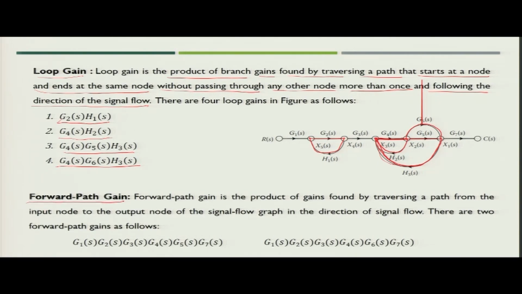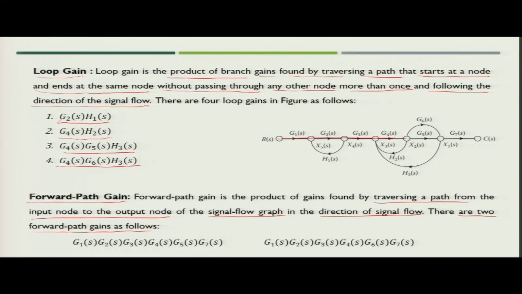Now, let us talk about forward path gain. So, what is forward path gain? Forward path gain is the product of gains found by traversing the path from the input node to the output node of the signal flow graph, in the direction of signal flow. So, if you see this particular signal flow graph, there are 2 forward path gains. What are those forward paths?